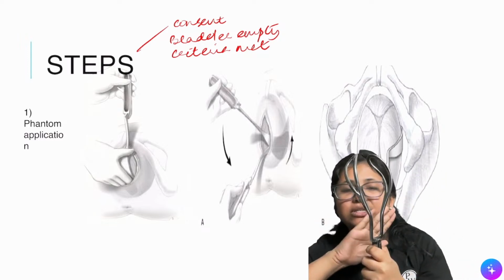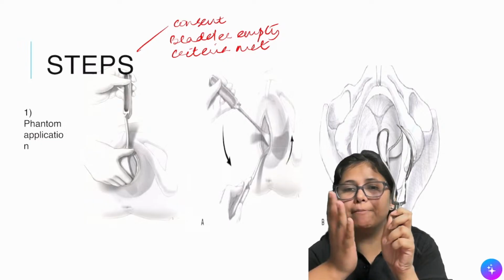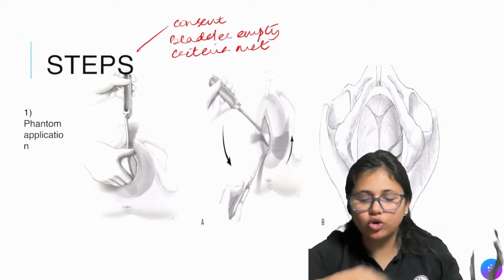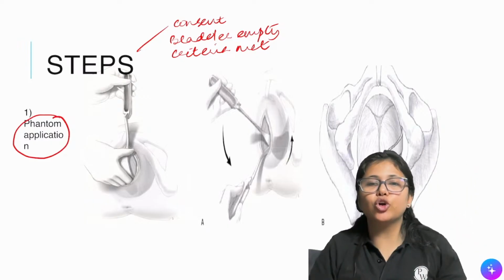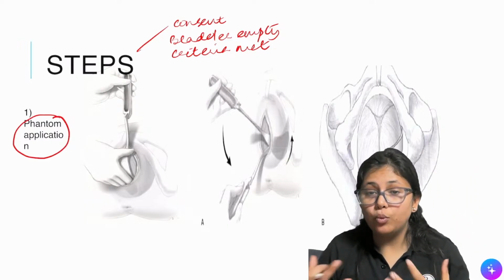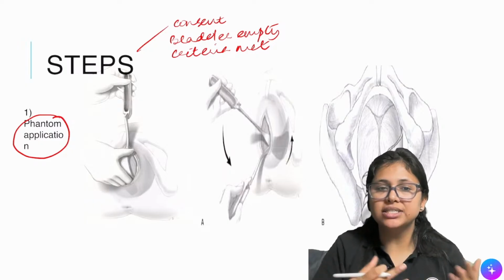And this I'm doing outside of the mother's body. I'm not experimenting inside the mother's body. I have applied this outside. And this is called what? This is called phantom application. So your examiner will cut 1 mark if you do not mention phantom application before you start applying the forceps, right?